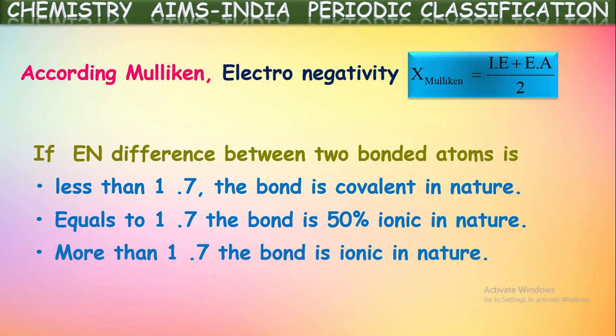So, by knowing the electronegativities of the atoms, we can predict the type of bond that will be formed between them. If the electronegativity difference between the two atoms is greater than 1.7, they will form an ionic bond. If it is less than 1.7, they will form a covalent bond. If it is exactly equal to 1.7, then we can say they form a covalent bond with 50% ionic character. That is about electronegativity.